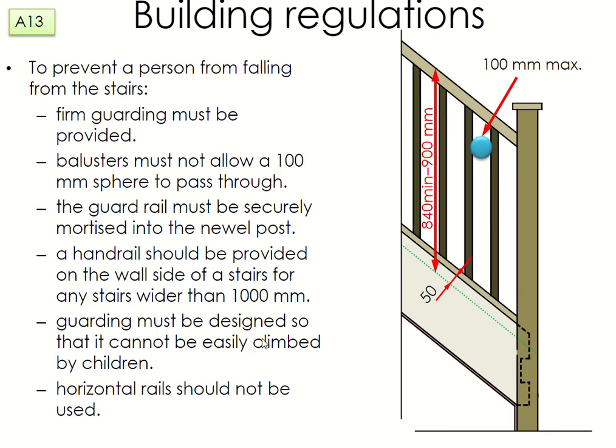Guarding must be designed so that it cannot be easily climbed by children. Obviously you need to be aware of children climbing stairs. They can get hurt. And then horizontal rails should not be used. In other words, rails that go alongside. Instead of the balusters coming down here, you could have rails that go from newel post to newel post. They should not be used because it leaves too big a gap.